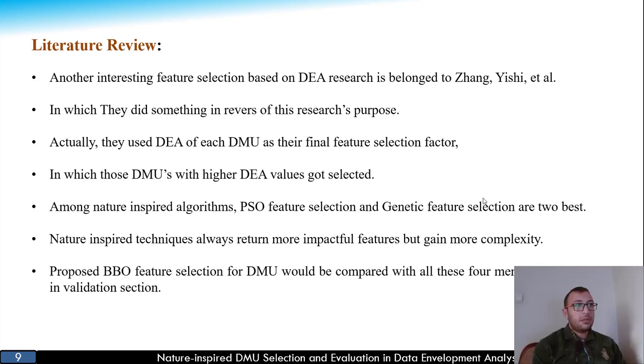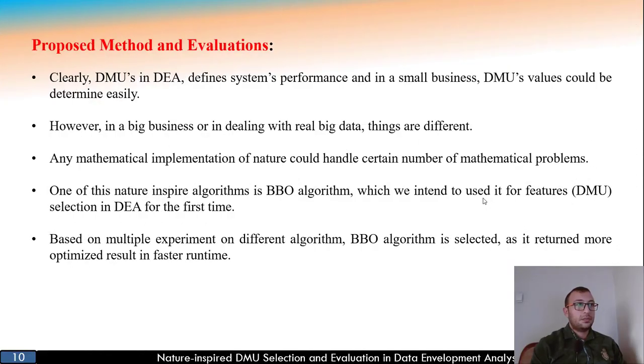Actually, they used the DEA value of each DMU as their final feature selection factor, in which those DMUs with higher DEA values got selected as features. Among nature-inspired algorithms, PSO feature selection and genetic feature selection are two of the best. Nature-inspired techniques always return more impactful features but gain more complexity too. The proposed BBO feature selection for DMUs will be compared with all these four mentioned algorithms in the validation section.